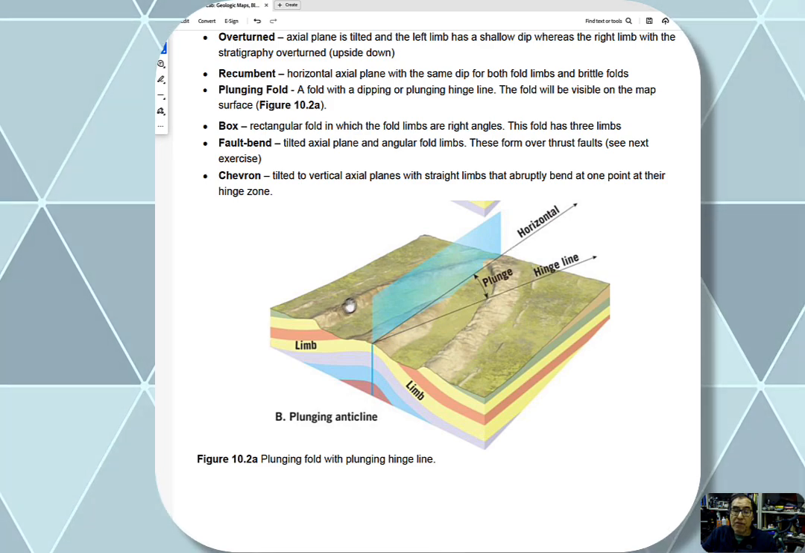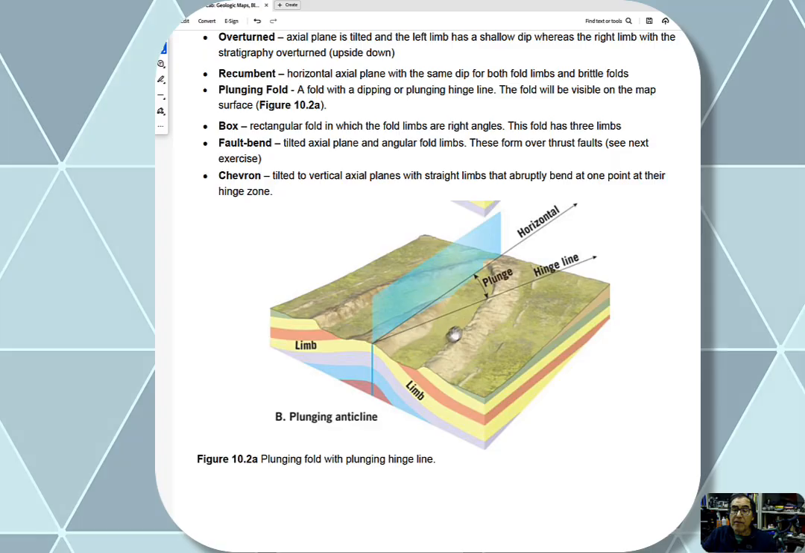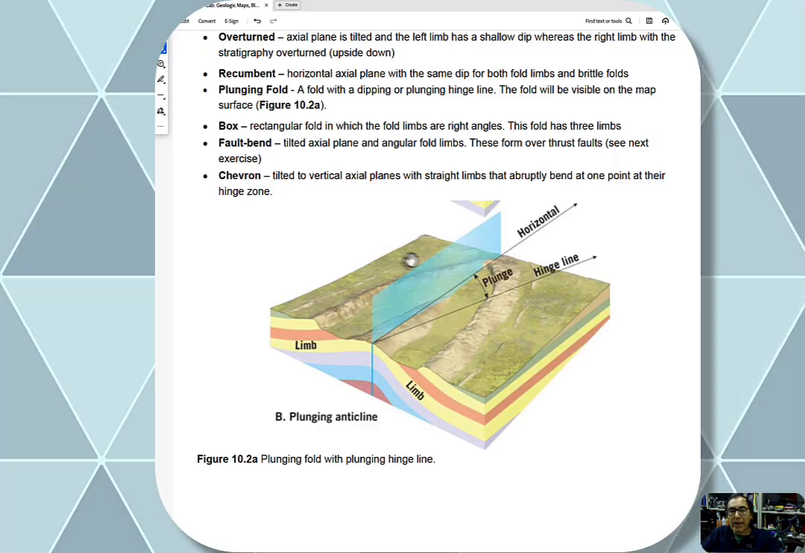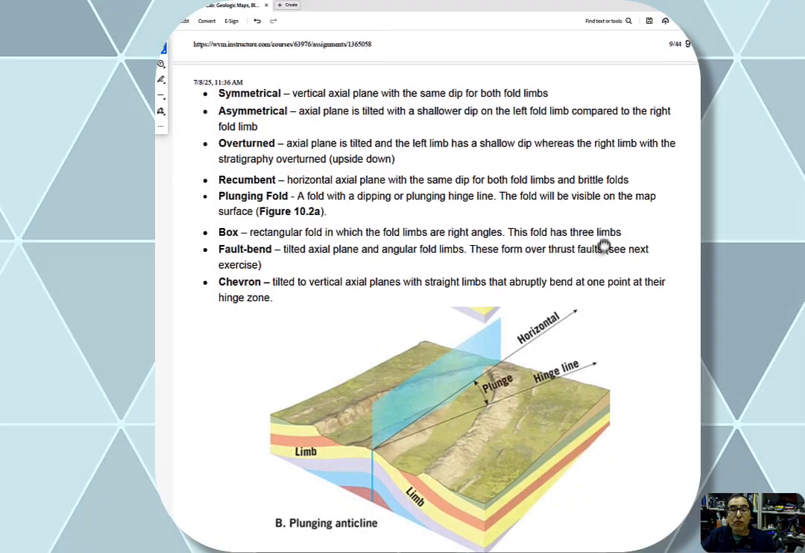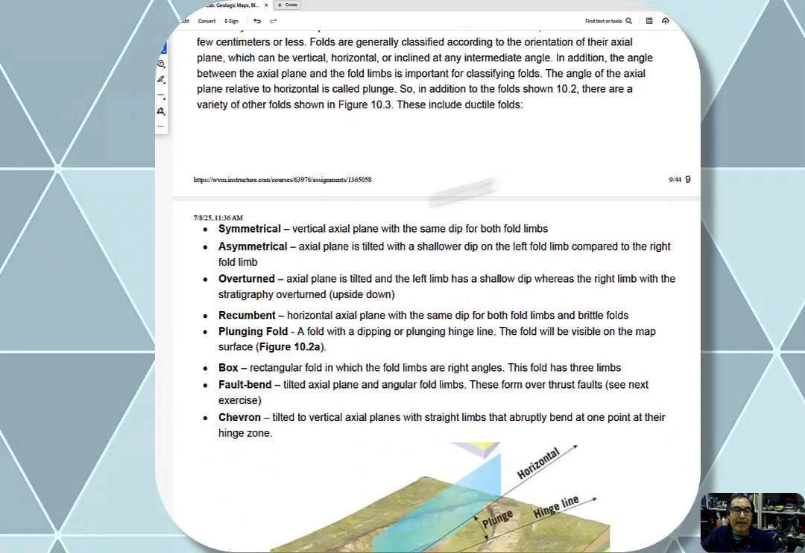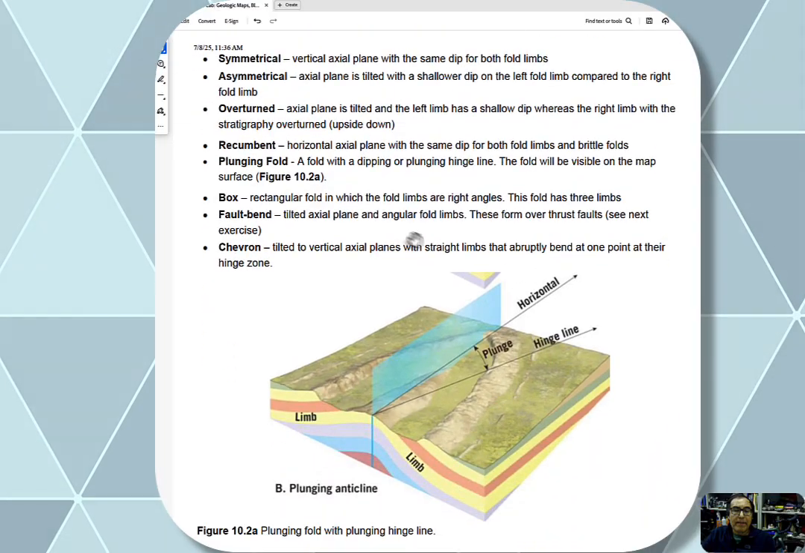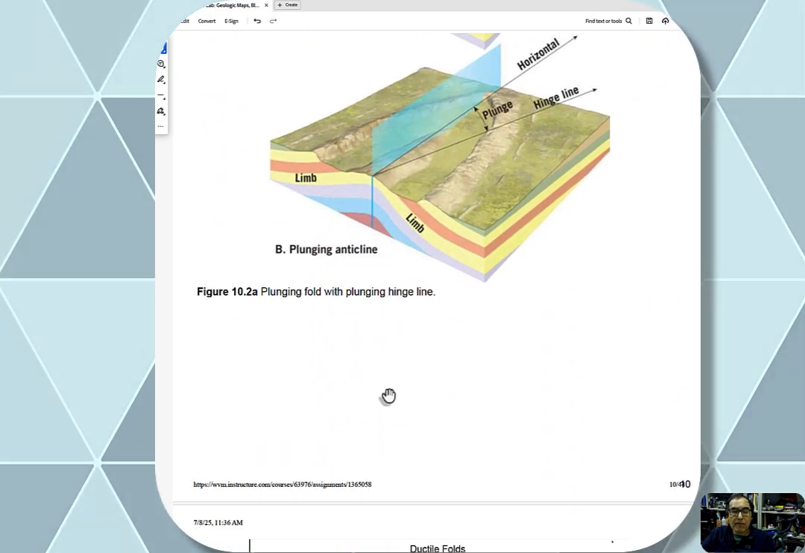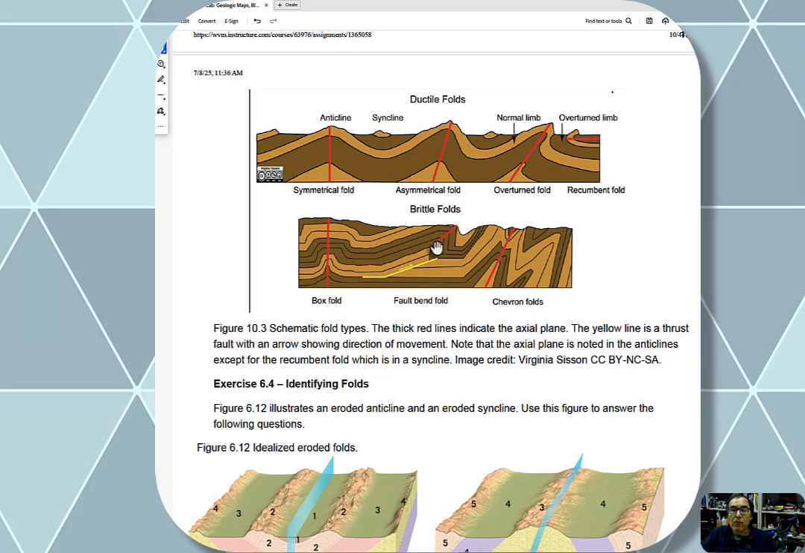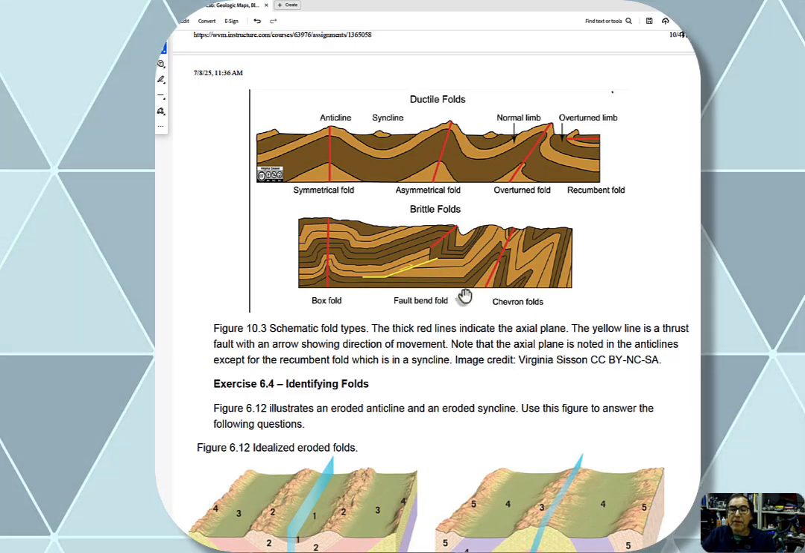And note that for the plunging fold, sure enough, we see the fold on the geologic map. This is important because there's a question later on about plunging folds and symmetrical folds, right? All right, so it's a little bit about folds, and I talk about them in here. And there's some special folds, and I think there's even a picture showing you that box fold and fault bend folds, right, where there's some faulting going on there.